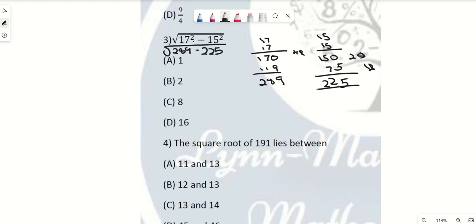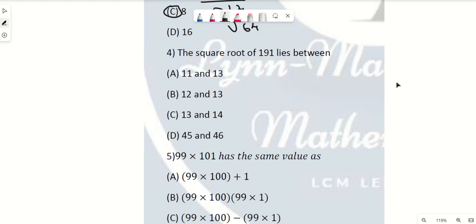So let's first subtract it. 289 minus 225, right? 9 minus 5 is 4, 8 minus 2 is 6, 2 minus 2 is 0. So they're asking for the square root of 64. This is something you should know, guys, the timetables. Square root of 64 meaning what multiplied by what will give you 64. 1 by 1, no. 2 by 2, no. 8 by 8, yes. 8 by 8 is 64, so the answer is C.